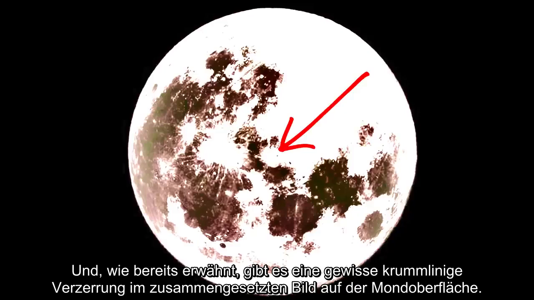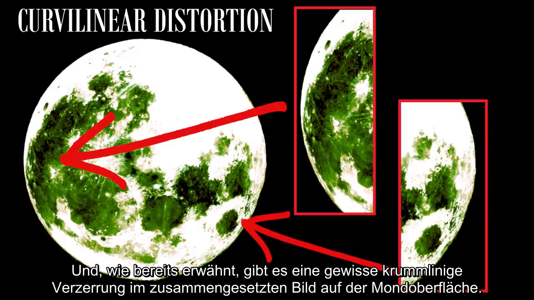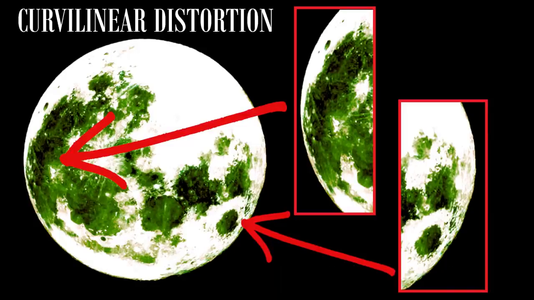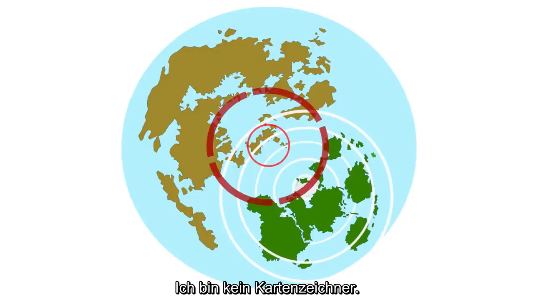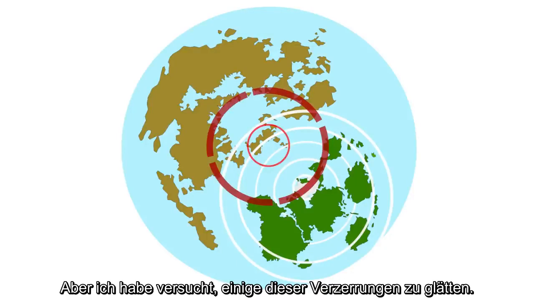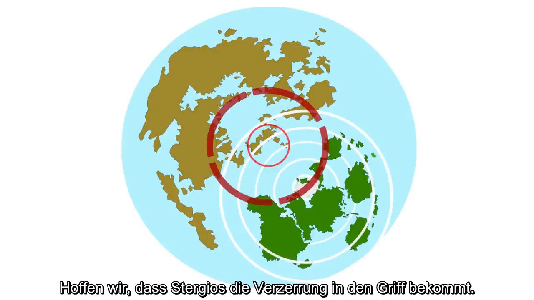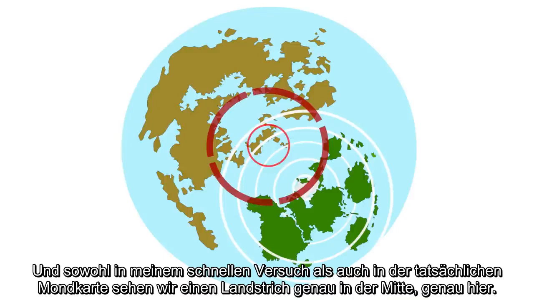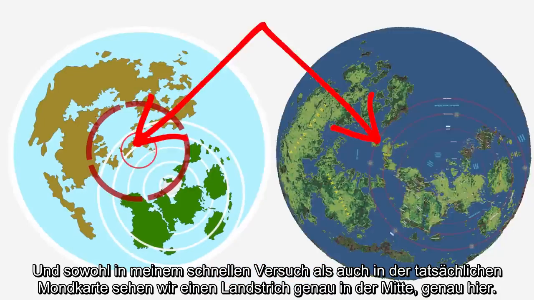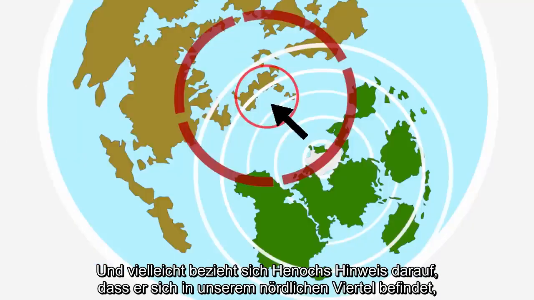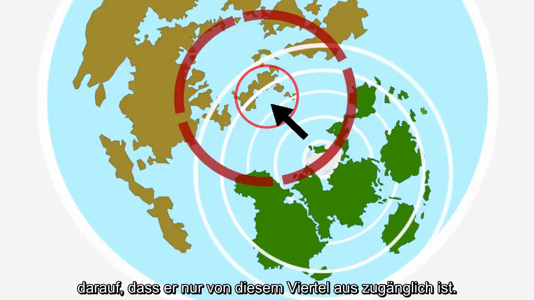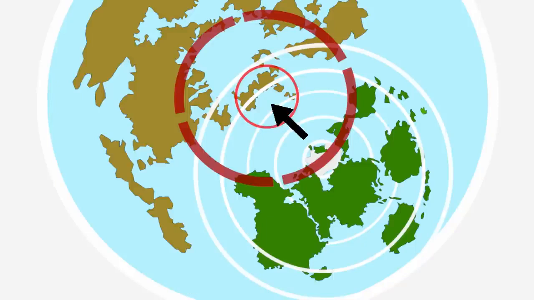And as stated before, there is some curvilinear distortion present in the composite image on the moon's face. I have used my little colourful map here strictly for illustrative purposes. I am not a map maker, but I did attempt to smooth some of this distortion out. Let's hope Sturgios tackles the distortion. And in both my quick attempt and the actual moon map, we do see a body of land right in the centre. Right here. Perhaps this is the Garden of Righteousness, surrounding the central vortex. And perhaps Enoch's reference to it being located in our northern quarter is because it can only be accessed from within this quarter. Who knows?